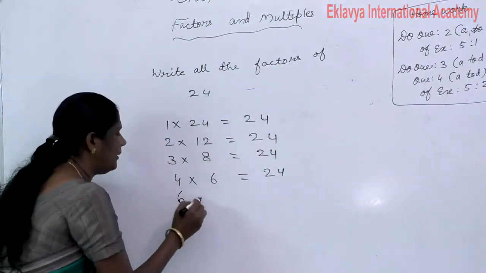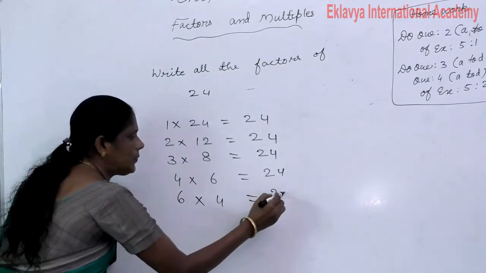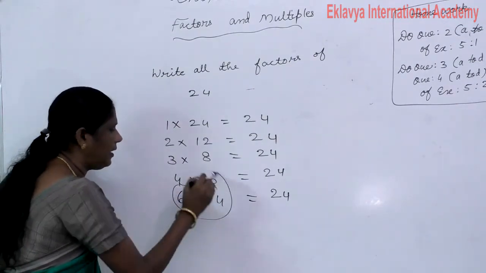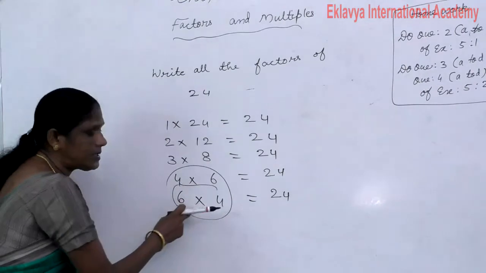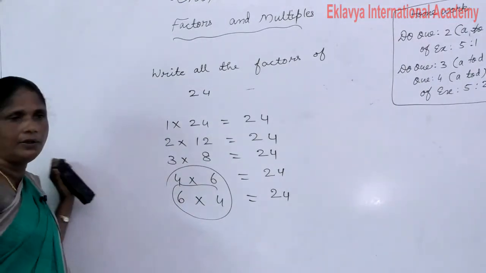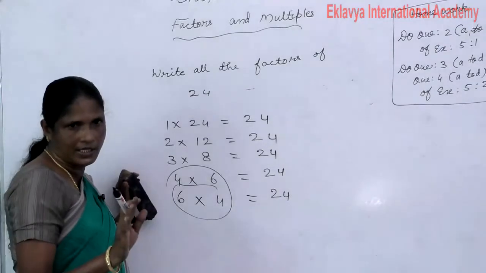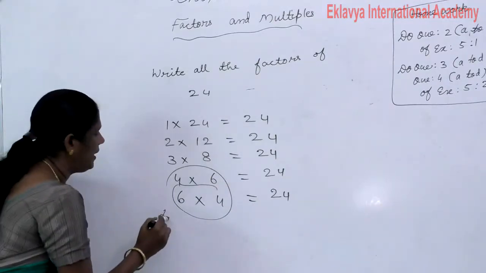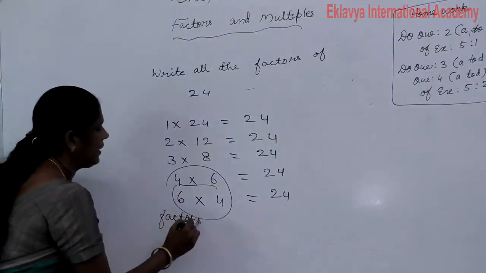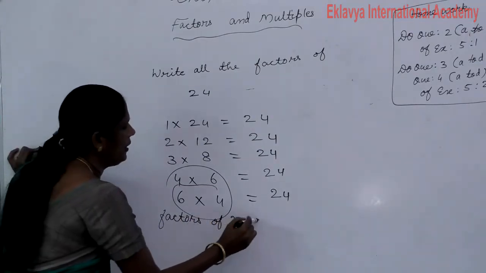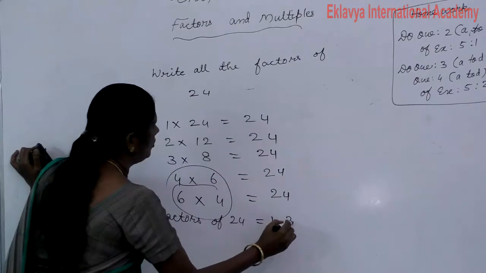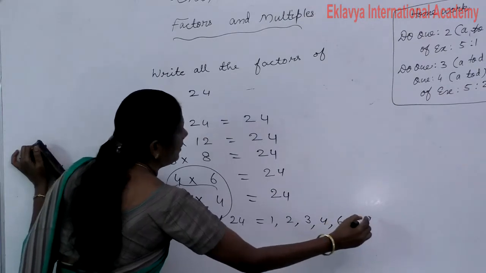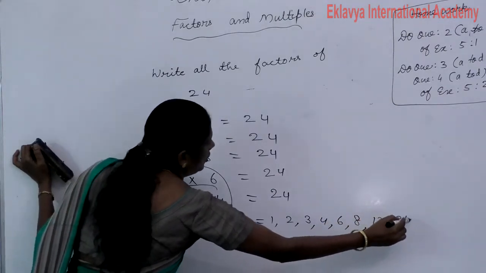6 4s are 24. Look here, 4 and 6 are repeated here. Then you stop. Understand? So the factors of 24 are equal to 1, 2, 3, 4, 6, 8, 12 and 24.